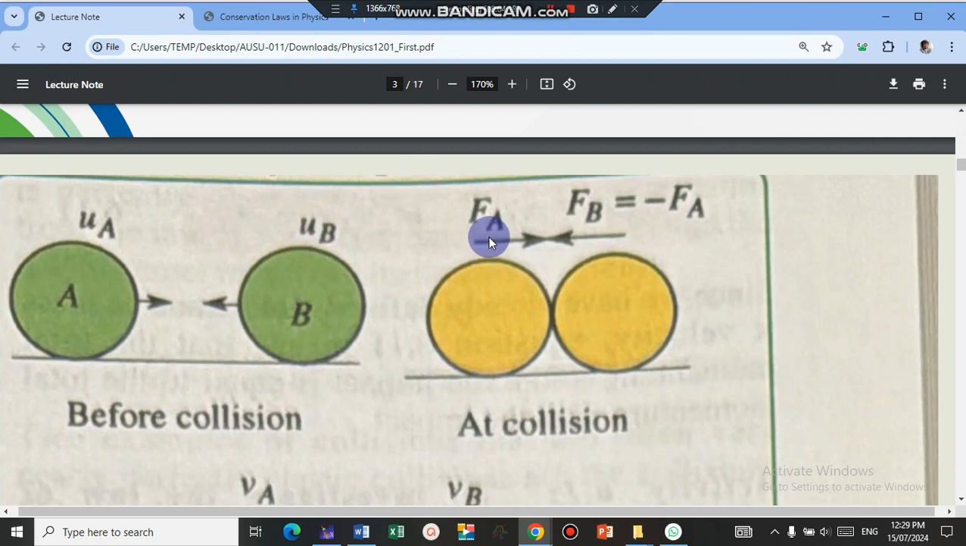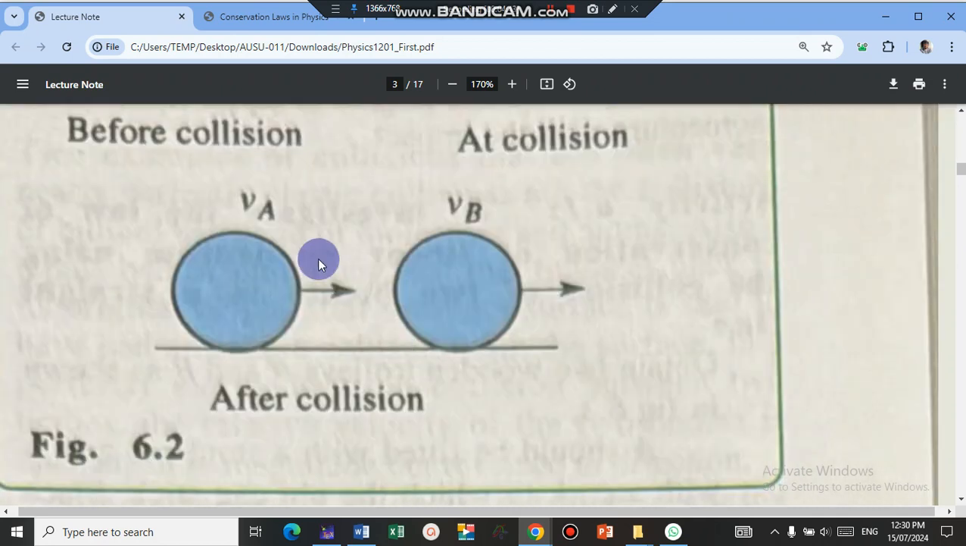Okay, at collision, this is what happens: F sub A from body A and F sub B from body B. Now we can use Newton's second law of motion to get the magnitude of F sub A and the magnitude of F sub B. Remember, according to Newton's second law, F is equal to MA.